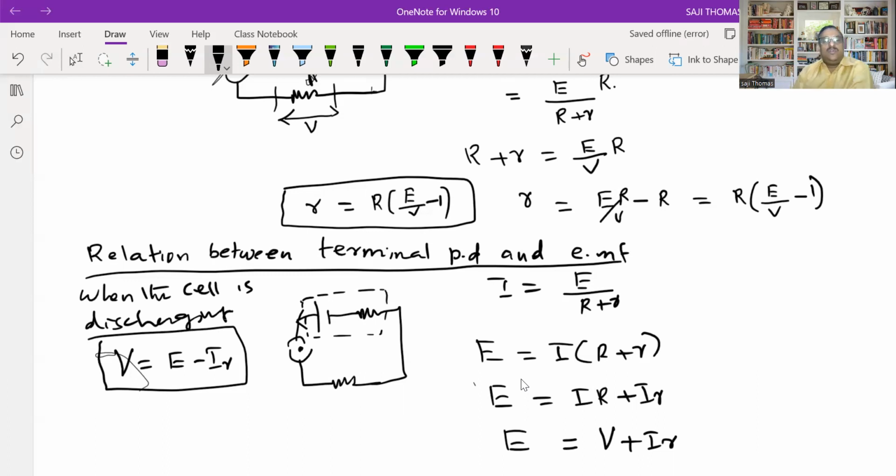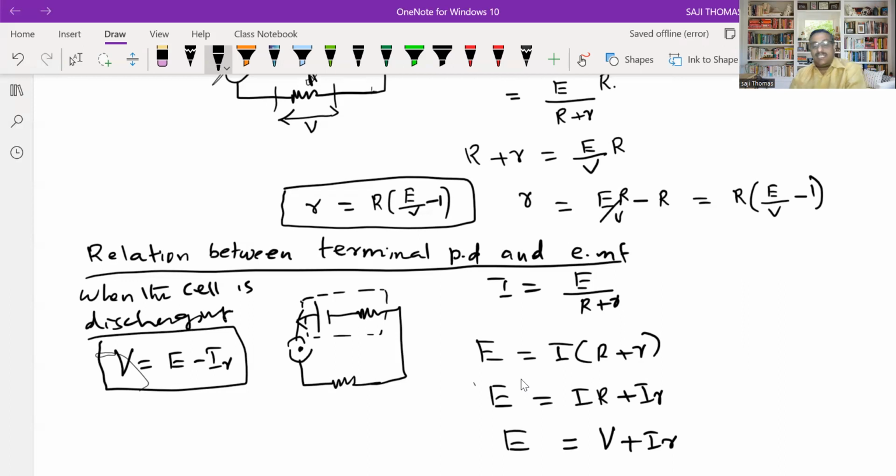So this is the relation between terminal PD and EMF when the cell is discharging. What is the equation? V equals E minus Ir. The circuit is closed, so the terminal potential difference is E minus Ir. If you open the circuit, I will be 0, then V will be equal to the EMF. That was the definition for EMF.